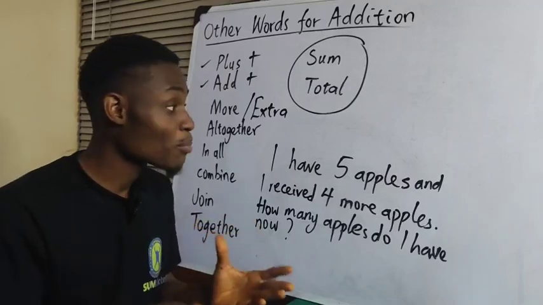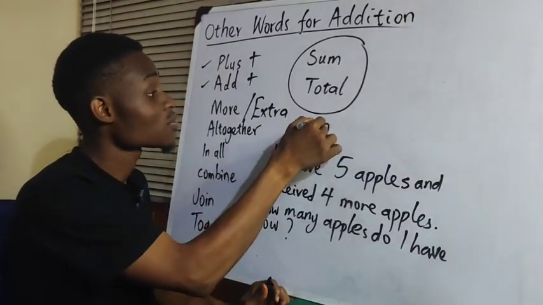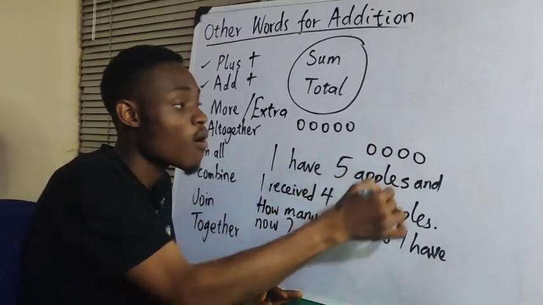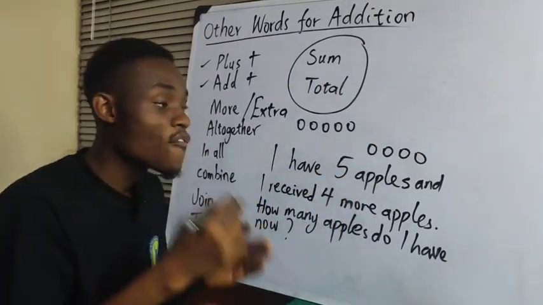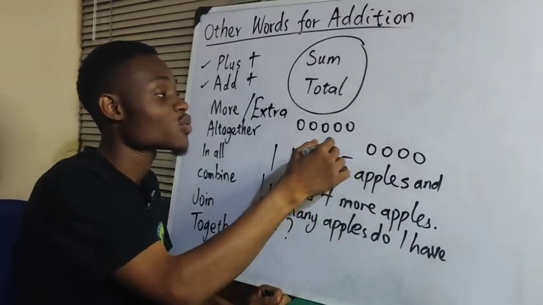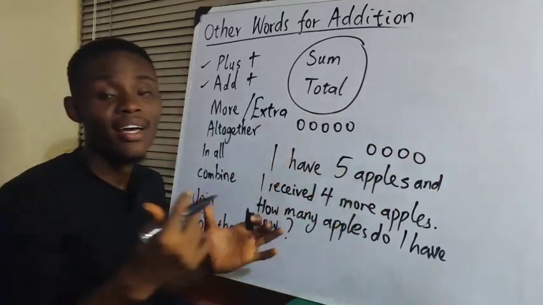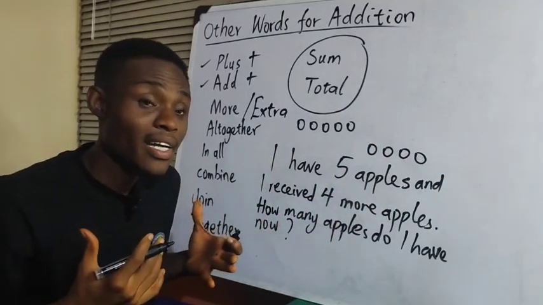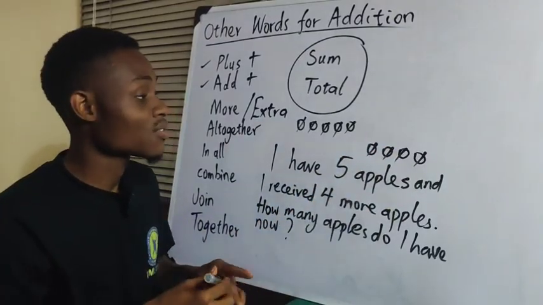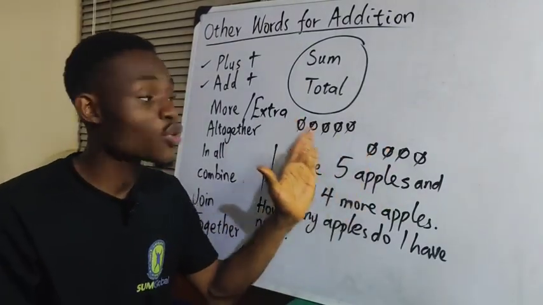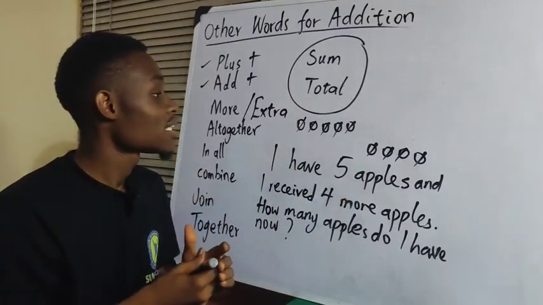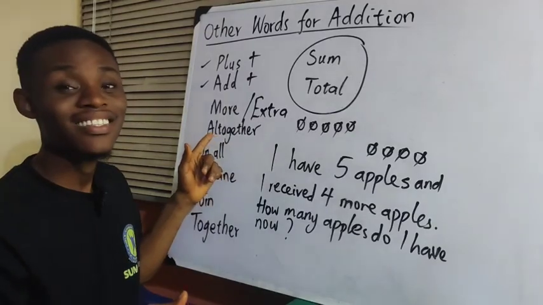Now, you know I had some apples before, right? 5. 1, 2, 3, 4, 5. And I received 4 more. So when you hear 4 more, it means that I'm going to have to count everything together because everything is now mine. So together you have 1, 2, 3, 4, 5, 6, 7, 8, 9. So this is me using the drawing of apples to solve the question. And that is 9 apples altogether, right? Oh, I just said altogether, and that is the next thing.